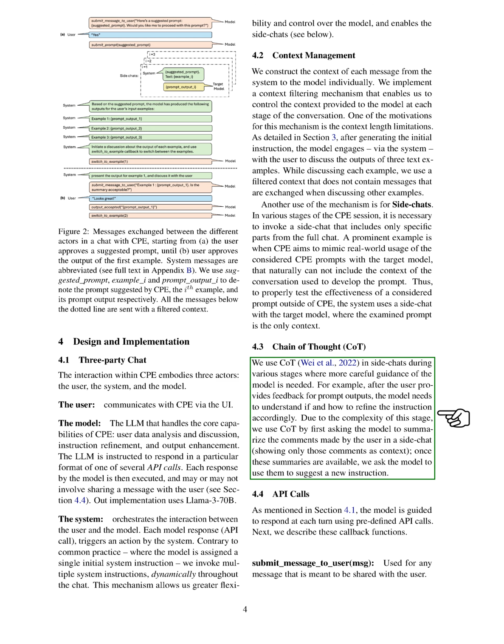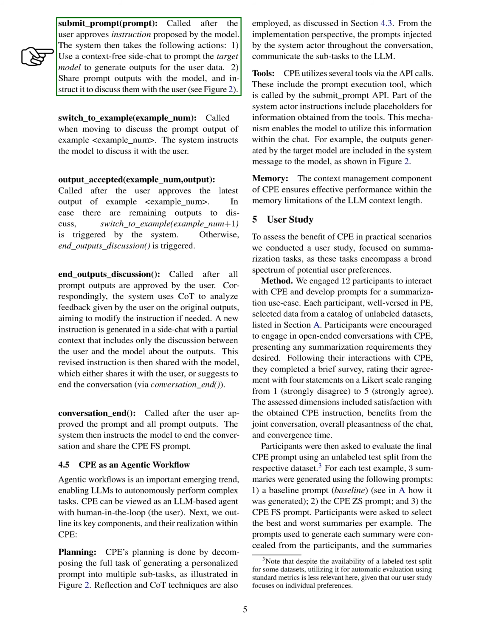Regarding API calls, we guide the model's responses using predefined functions. For instance, we use submit_message_to_user for messages meant for the user, and submit_prompt after the user approves a proposed instruction. This leads to generating outputs for user data in a context-free side chat. We also have functions like switch_to_example to discuss specific prompt outputs and end_outputs_discussion to wrap up once all outputs are approved.